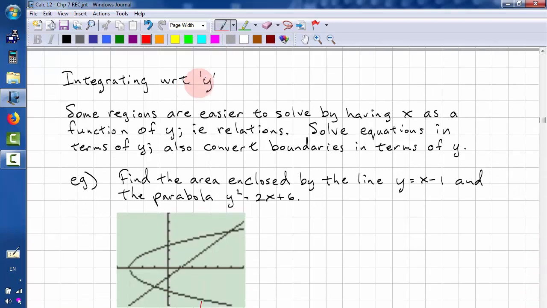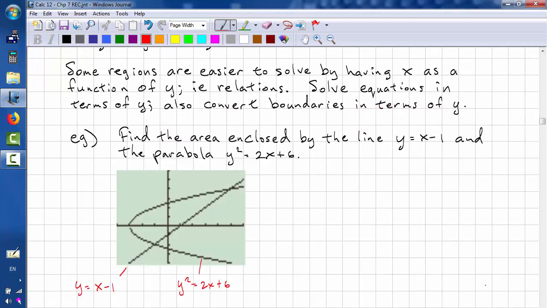Integrating with respect to y. Some regions are easy to solve by having x as a function of y, such as relations. We will solve the equations in terms of y and convert the boundaries in terms of y. So here's an example. This is a relation, and this is a function. We want to solve the equations in terms of y, and we want to convert the boundaries in terms of y. Okay, so we can do a substitution here.